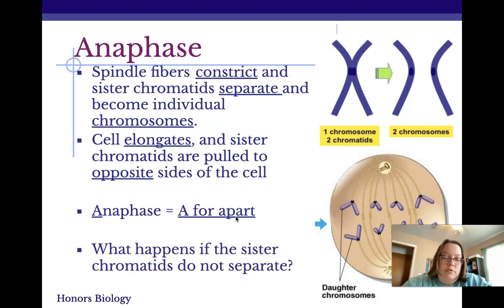If our chromosomes do not properly separate, we're going to have mutations. This could lead to organisms with 23 chromosomes, kind of like we talked about when we talked about Down syndrome in our last lecture. So this could lead to people having too many or too few chromosomes.